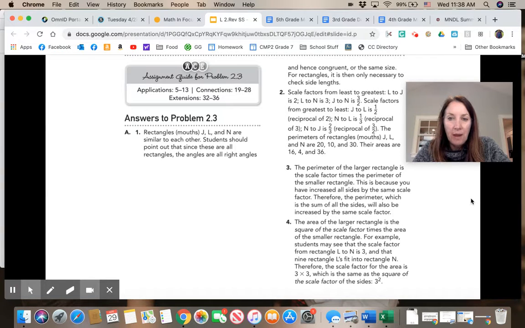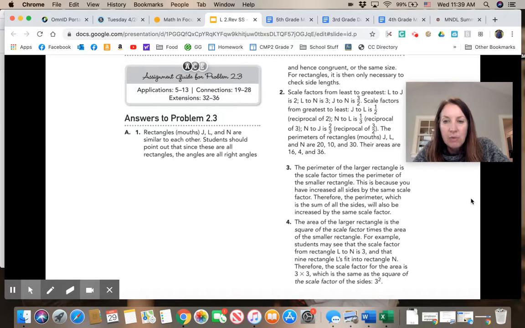If you did it the other way, you would then say J to L instead of L to J would be half, N to L would be 1/3, and N to J would be 2/3. The perimeters of the rectangles for J, L, and N are 20, 10, and 30. Their areas are 16, 4, and 36.